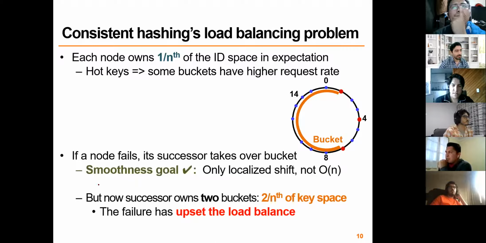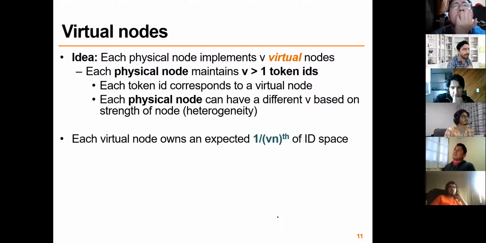So we want, you remember we talked about the smoothness goal. We want to have basically localized shift. We don't want to shift a lot of data all over, okay? So we want to avoid this type of situation that if a node fails, a lot of load goes to another one and we need to shift a lot of data. Because this type of situation offsets the load balancing requirement that we have.